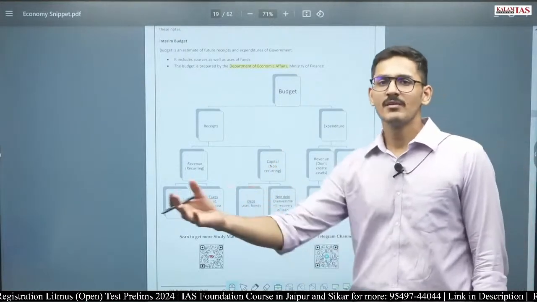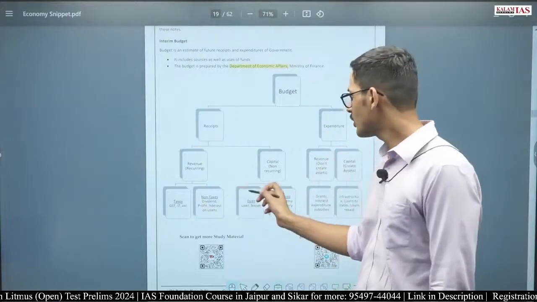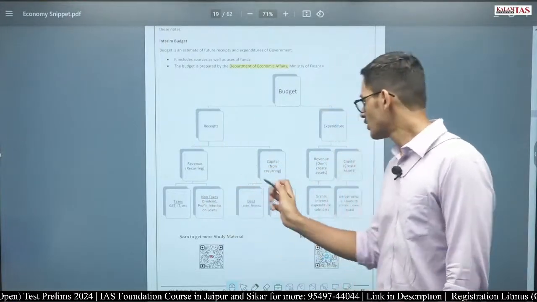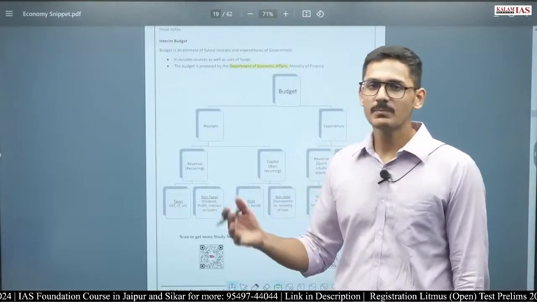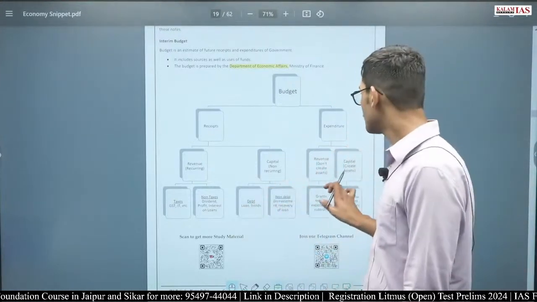Debt creating capital receipts are basically when the government takes loans. Non-debt creating capital receipts are basically disinvestment made by the government, for example, sale of shares of Coal India Limited.